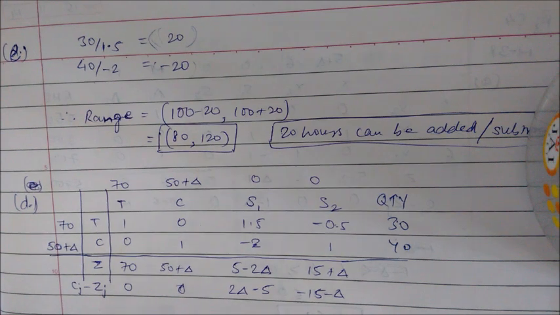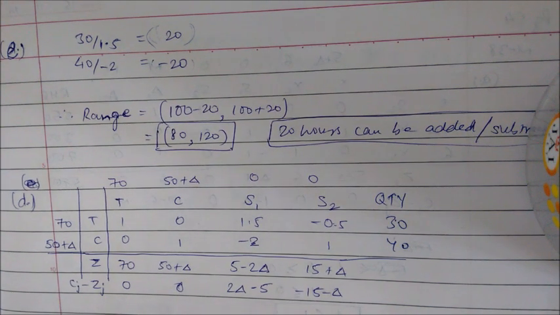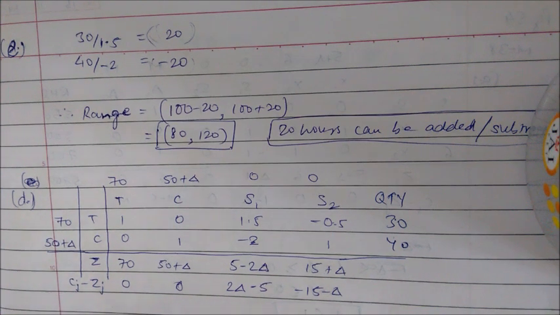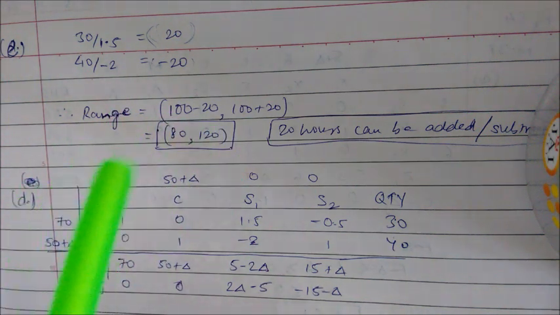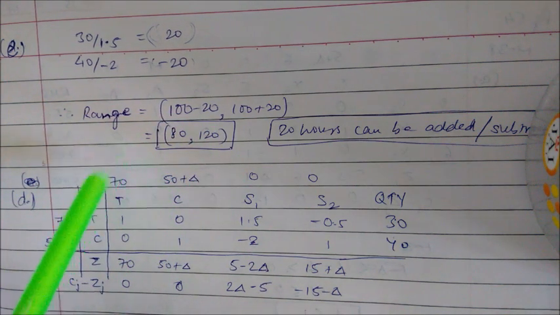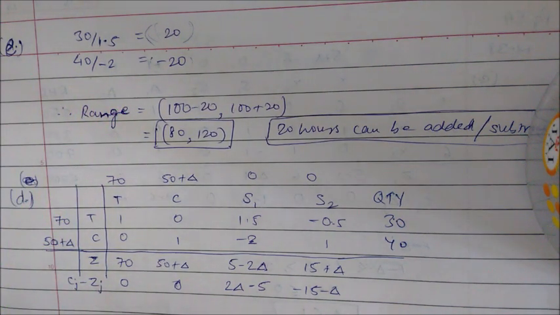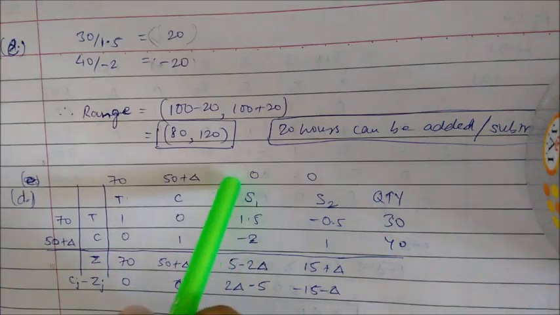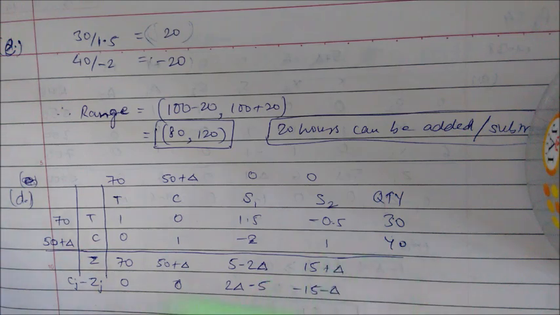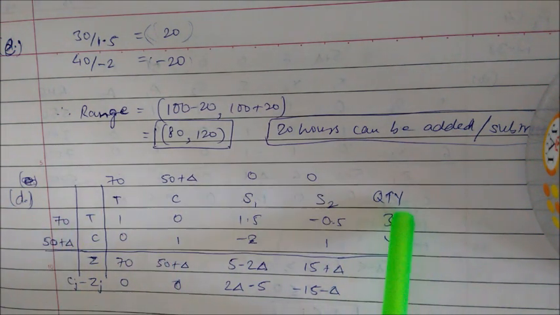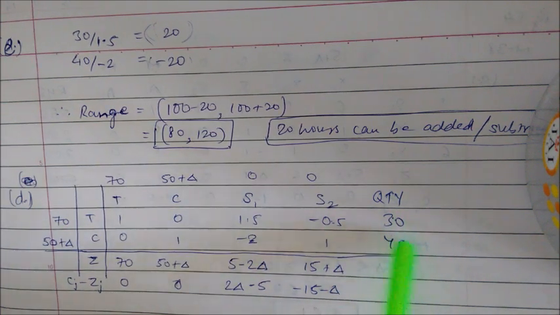So our first constraint, S1, the variable we added, was pertaining to the first constraint, right? That's why, when we need to calculate the range of how many hours can Flair Furniture add to or remove from the first, how many hours can be added to the painting or subtracted from the painting, we'll simply find the range of 30 by 1.5 and 40 by minus 2.